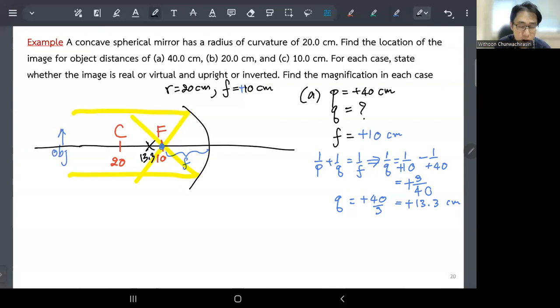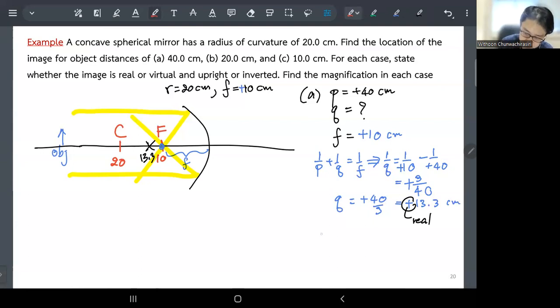Now, part B, not part A. What about the size? Because they want to know, is it real or is it virtual? Can you tell now? It's positive, so it's supposed to be real. The image is real. It's positive, it's real. It shows up in front of the mirror. And is it upright or inverted? Here, let me give you this.